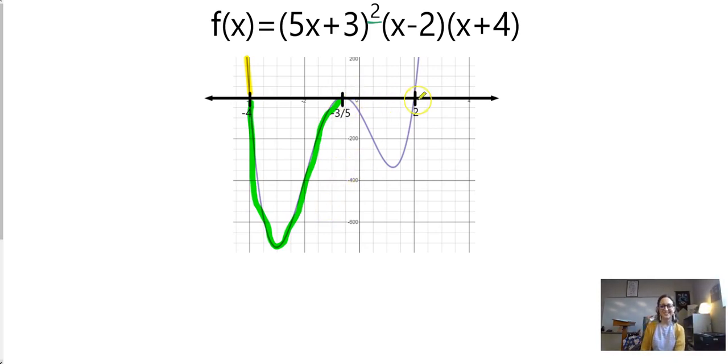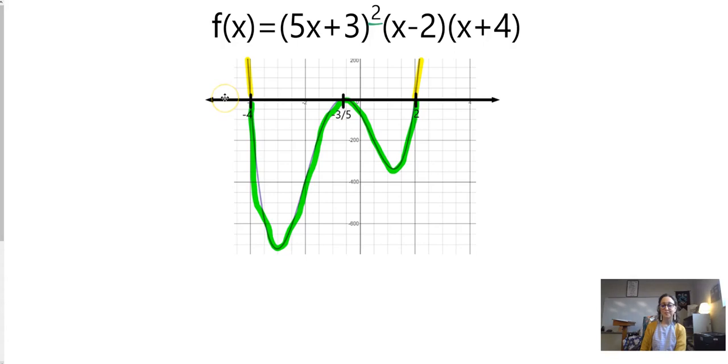What about the next interval, from negative 3/5 to 2? Positive y values or negative? Negative y values. And then the last interval, from 2 to infinity, positive y values or negative? Those will be positive again. All right, force pause on your screen.